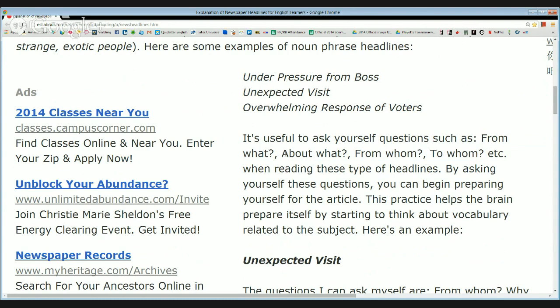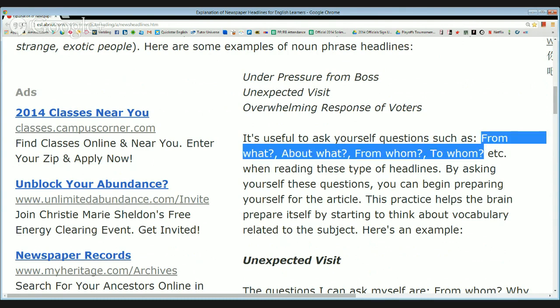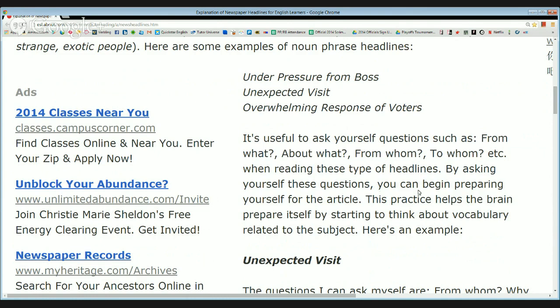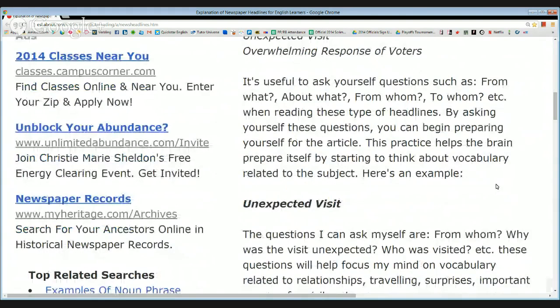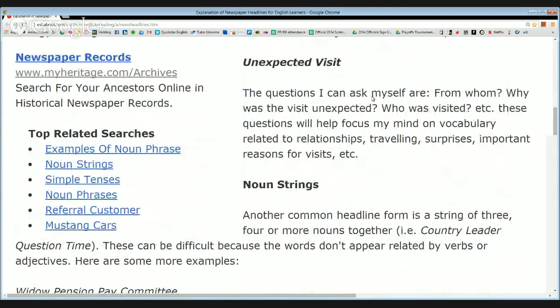All right, great. So, these are good questions to ask as we look forward. From what? About what? From whom? To whom? By asking these questions, you can start to prepare yourself for the article. What's it going to be about? So, let's take a look again at unexpected visit. Yeah, we did a great job with this one. So, from whom? Why was the visit unexpected? Who was visited? These are all questions that help focus the mind on the vocabulary related to relationships, traveling, surprises, important reasons for visits. So these questions, when you think about them, will help you to predict what's going to happen in the story and think about what kinds of words you're going to need to use.